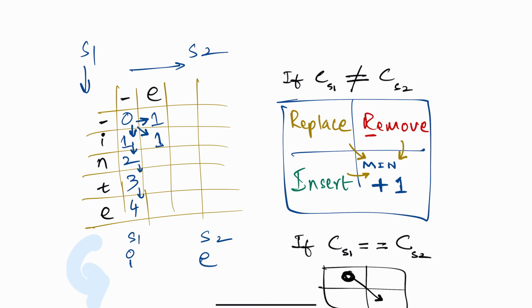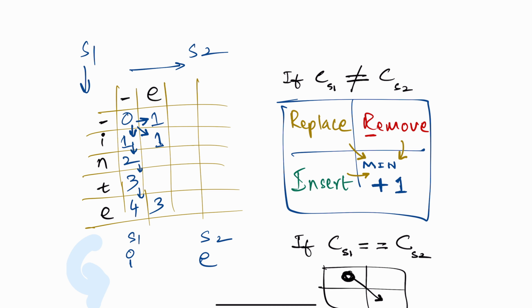If it was matching, let's consider this and this one. Yes, it is matching. I don't require any operation for converting E into E. Whatever value was there, I will keep as it is. I will not increment by plus 1. Since this E and this E are matching, if both characters are matching, I will copy the value as it is. So I will say 3 as it is.